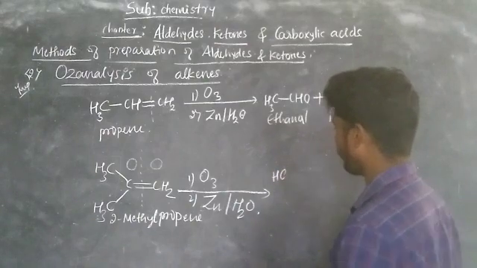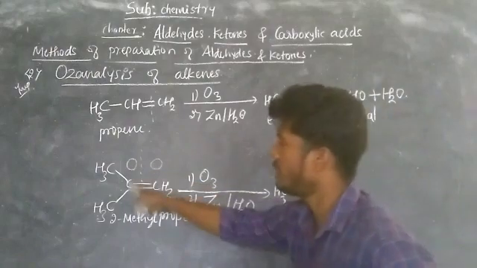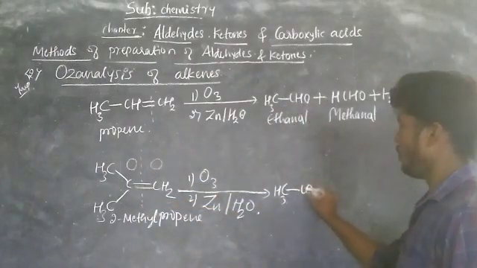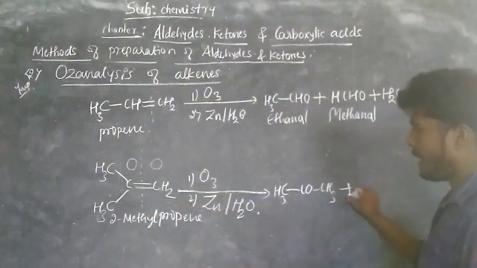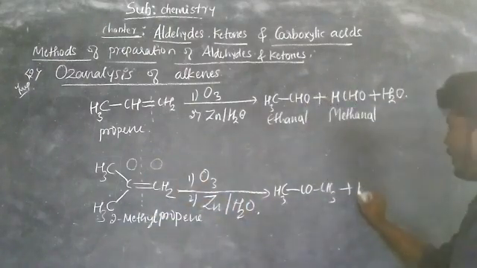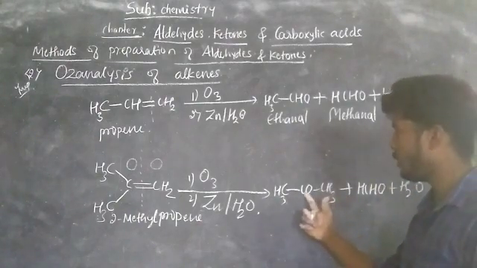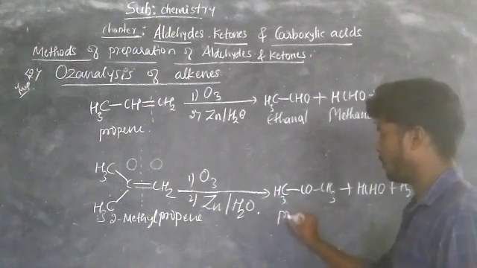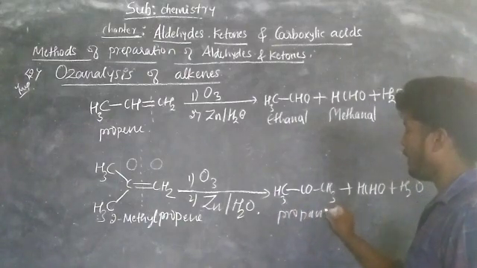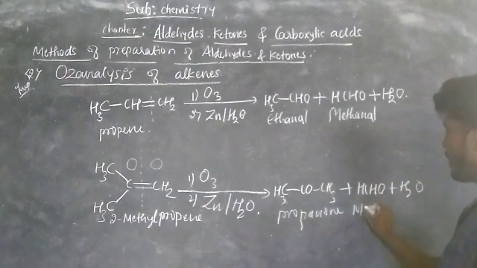CH3COCH3 plus HCHO plus water. Okay, what you get: this is 1, 2, 3 carbons, that is propanone. Propanone means you get a ketone, and this is methanal. Methanal means aldehyde, plus water.